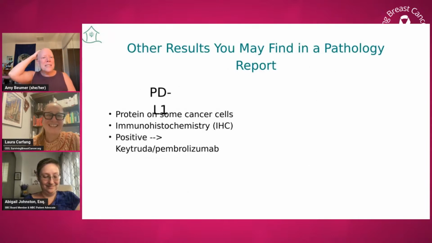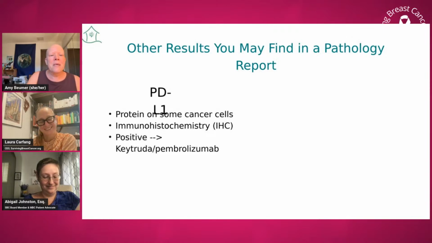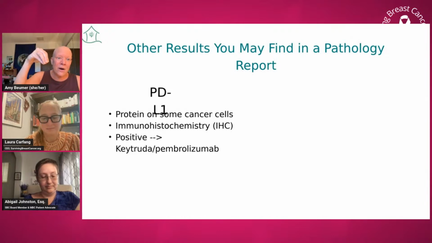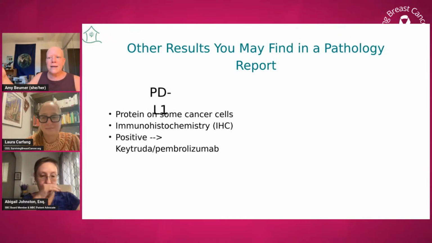All right. So other results you might find in a pathology report. So PD-L1, and what this should say is PD-L1. And this is a protein that is found on some cancer cells. And we're not going to go into what the protein does, but we'll talk about what it means, right? Because it's a protein found on some cancer cells, including breast cancer cells, it can be detected using immunohistochemistry. Same idea. Antibody sticks to PD-L1, brown stain sticks to antibody. Look at it under the microscope. Is it there? Is it not?